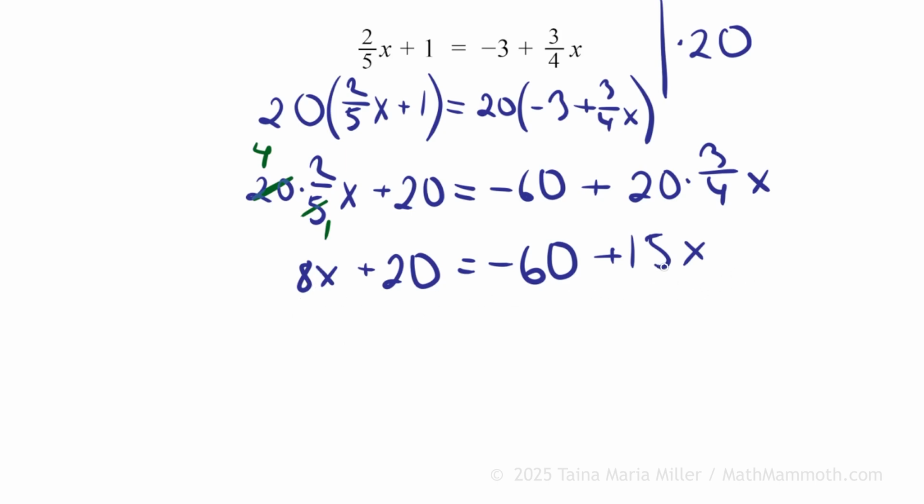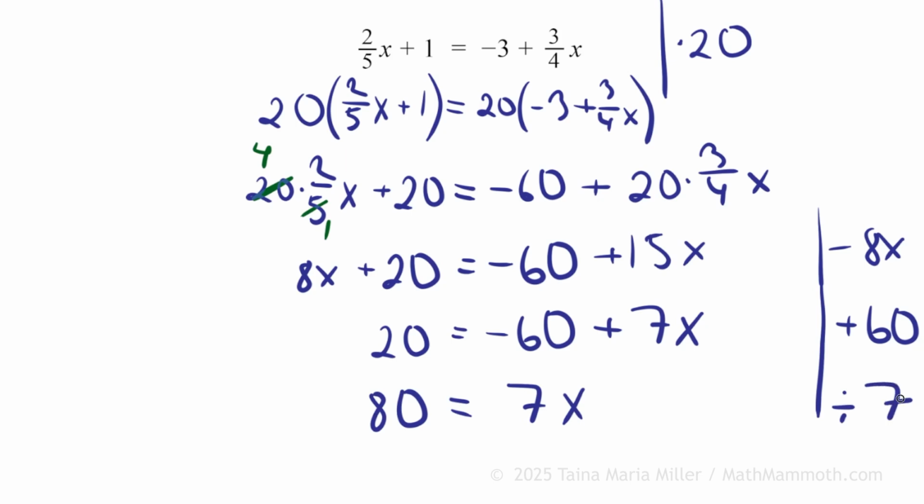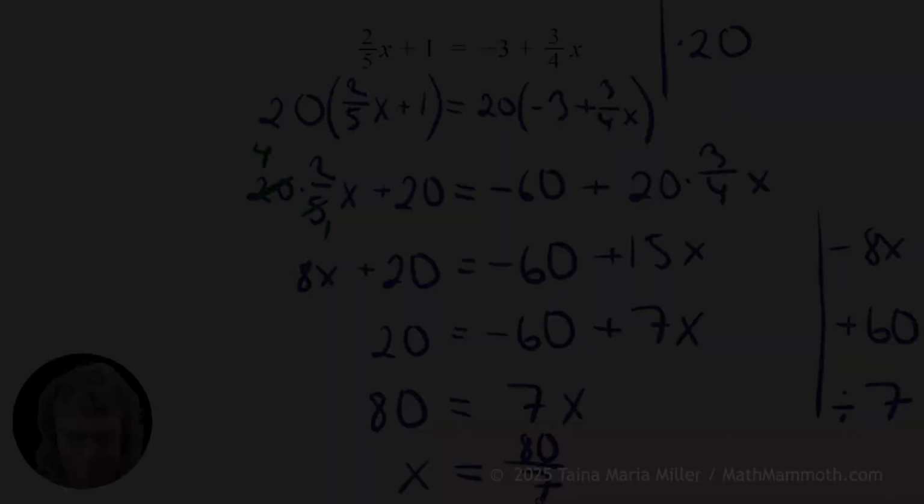Okay, now it looks much easier and something we know how to deal with. 8x here, 15x here. So we'll need to eliminate one of them. I'm gonna subtract 8x from both sides. Leaves 20 here. And 7x on the other side. Then add 60. 80 here and 7x here. And now we divide by 7. So I'm flipping the sides also at the same time. X equals 80 divided by 7. Okay, let's go on.